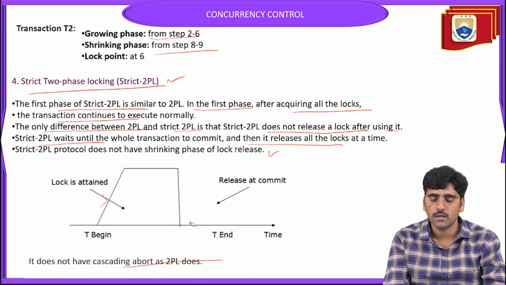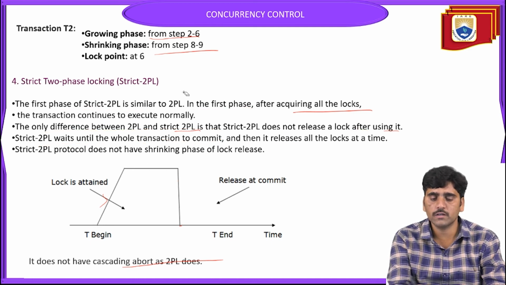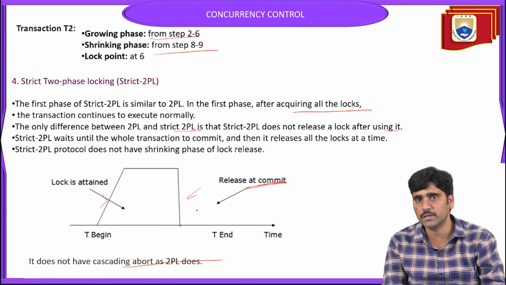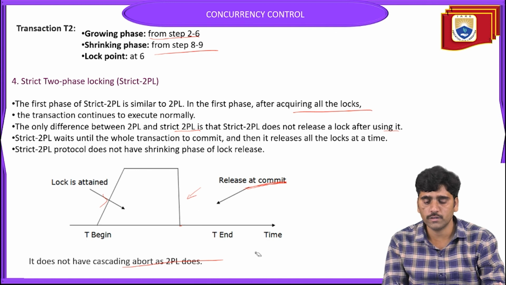In the strict two-phase locking protocol, the same two phases happen, but the locks are released only after committing the transaction. After committing the transaction only, locks will be released. So this is the point: the lock is attained here and the lock is released here after committing the transaction. So this is the strict two-phase locking protocol.